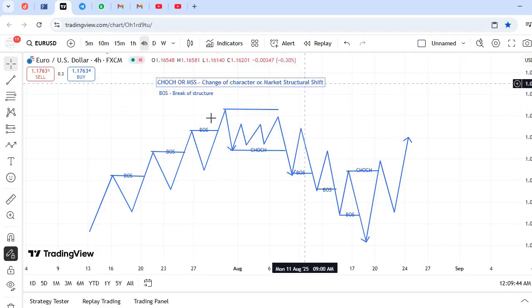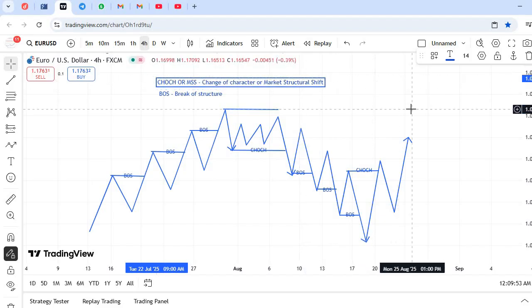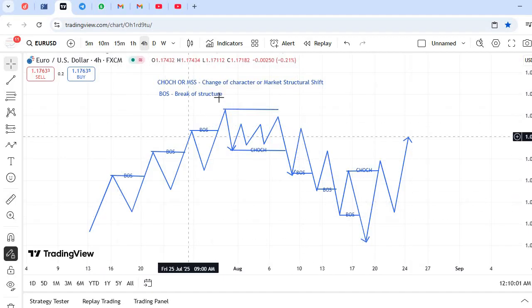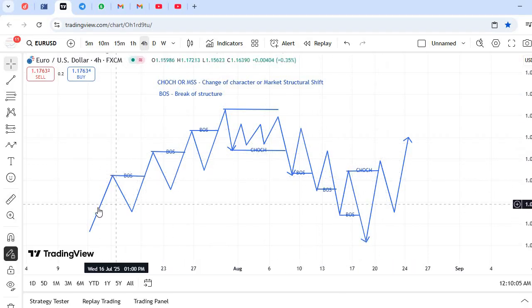So BOS means break of structure. And the other one, MSS, means market structural shifts. And CH means change of character. So you can see this is an uptrend, this is a downtrend. Now we have the BOS, which is the break of structure.